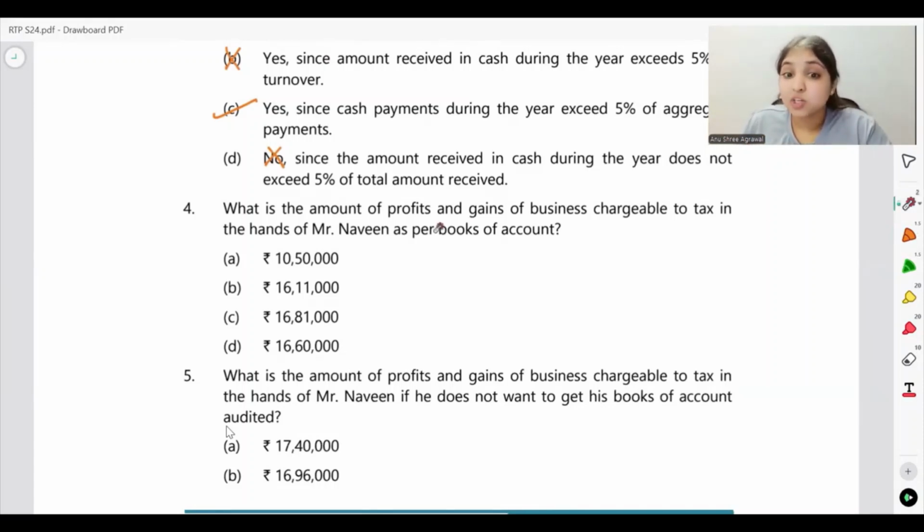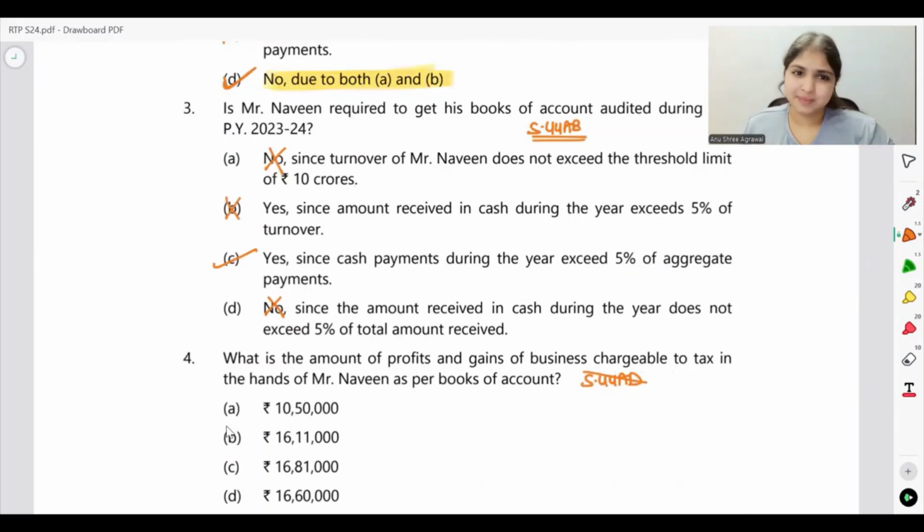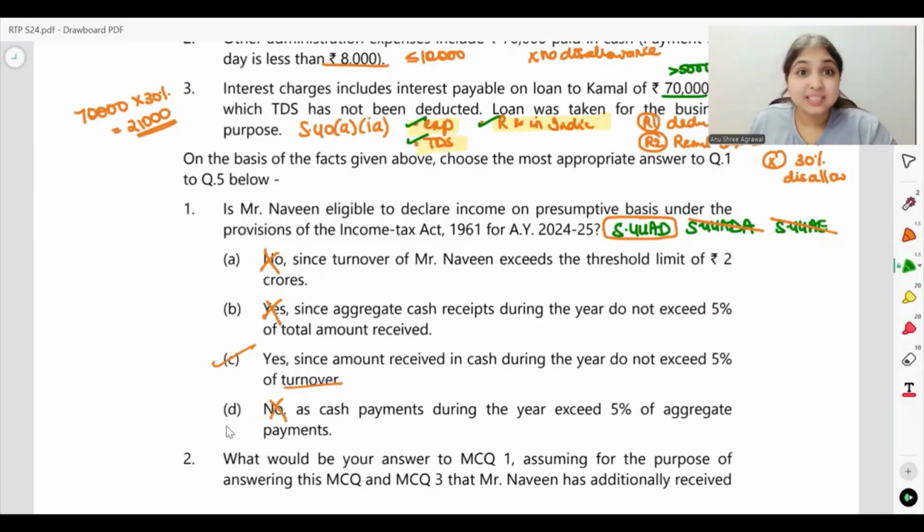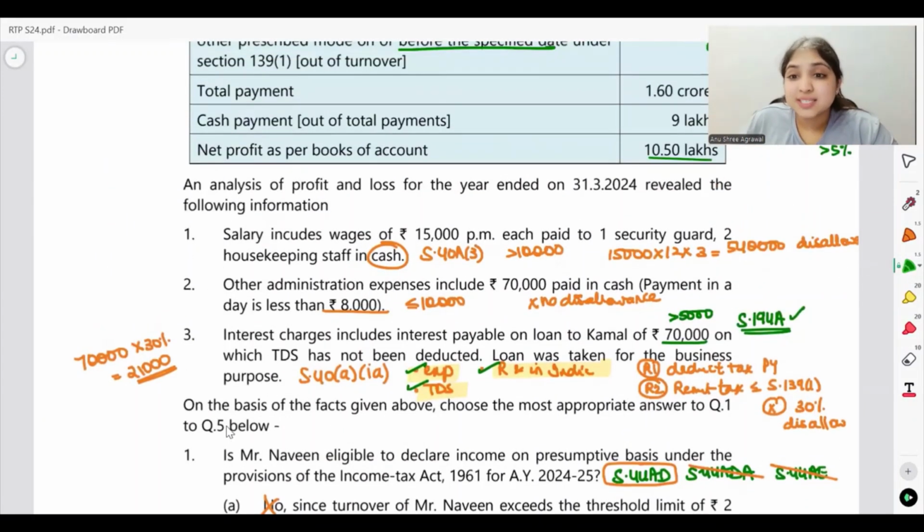What is the amount of profits and gains of business chargeable to tax as per books of accounts? As per books of accounts means what? As per books of accounts means without applying 44AD, normal PGBP they're asking. That's going to be pretty simple, guys. We've already spoken about the allowances and disallowances. See, what is the assessee's net profit? Net profit is 10,50,000. And what are the disallowances?